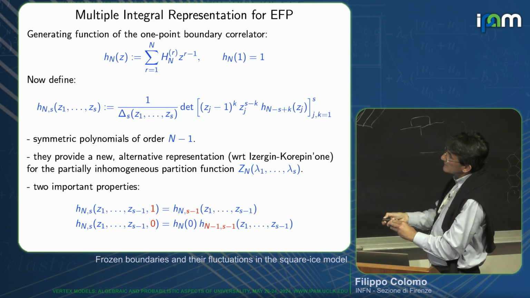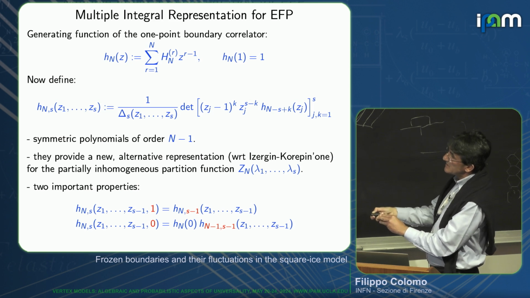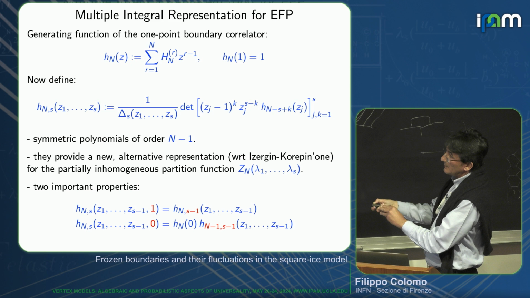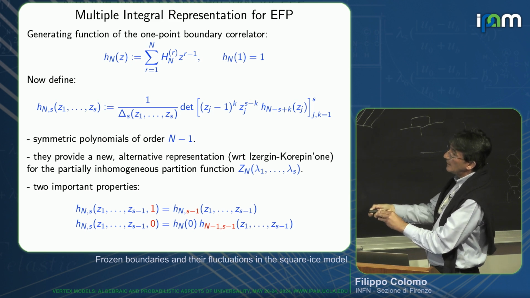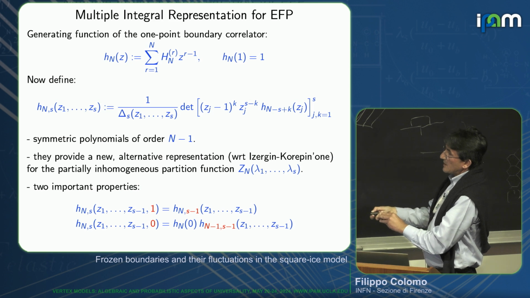Then we build another determinant. Out of this generating function, we build this determinant, which is obviously totally antisymmetric in its variables. You divide by some Vandermonde, and what you get is a symmetric polynomial in the variables z_1 then S, a symmetric polynomial of degree n minus 1.